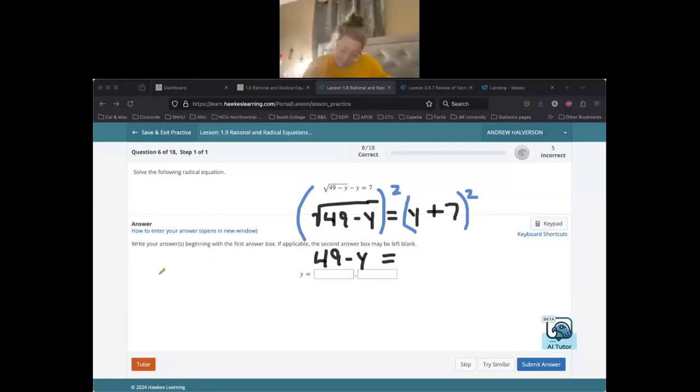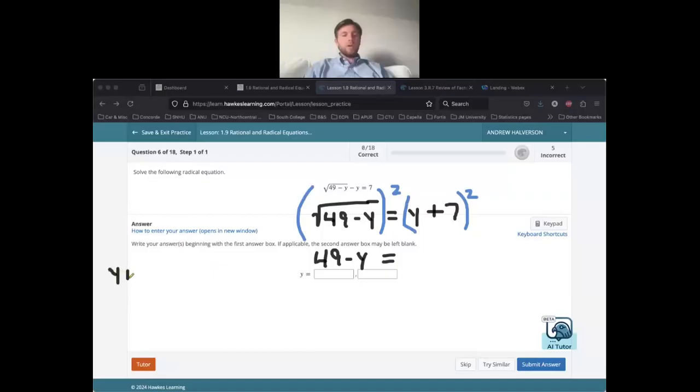FOIL. Remember, come over here, scratch sheet of paper, y plus 7. Remember, this translates to y plus 7 times y plus 7. So when we do the FOIL method on this, I'm going to come over here now, you will get y squared plus 14y plus 49.